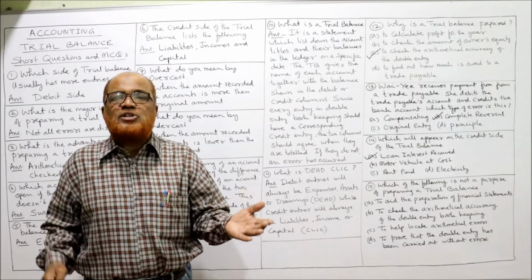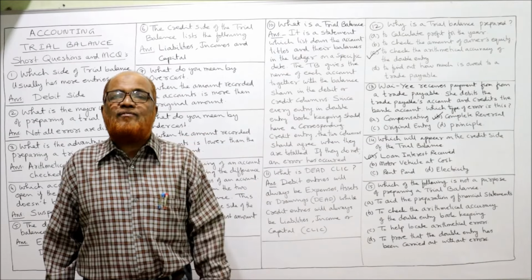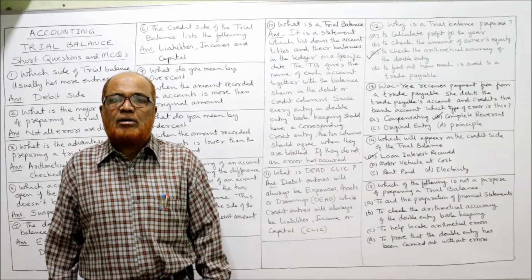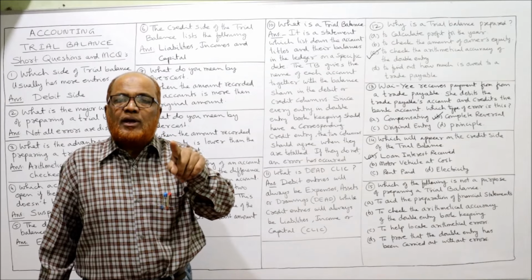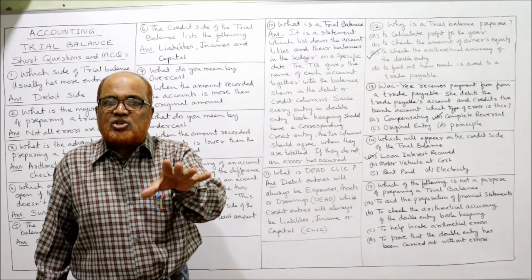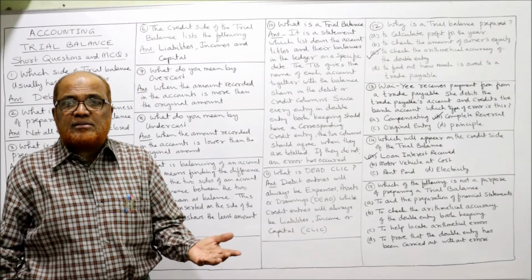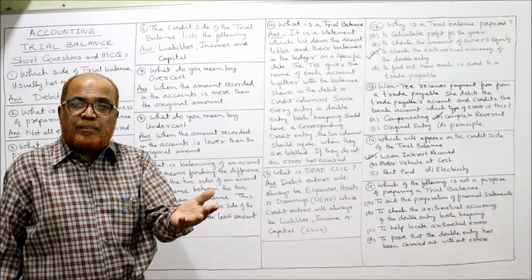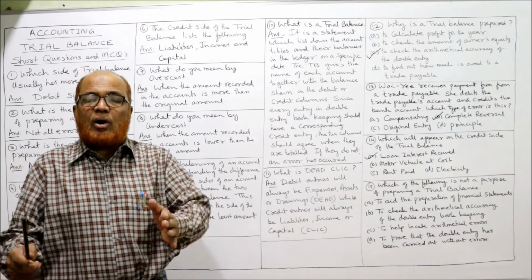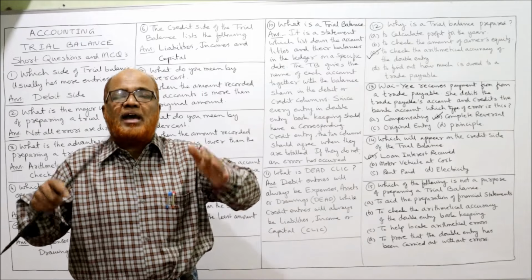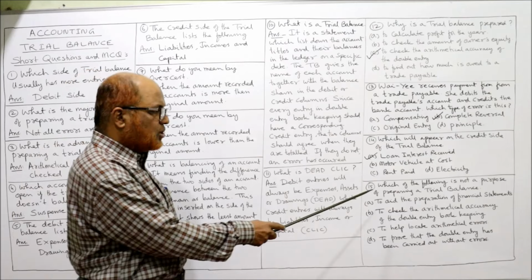The financial statements consist of the income statement and the statement of financial position. These two combined together constitute financial statements. So easily we can make financial statements if we prepare a trial balance. So that is the purpose. The trial balance is prepared for the purpose of making financial statements, or it will be easier to make financial statements with the help of the trial balance. So first one is not the answer.